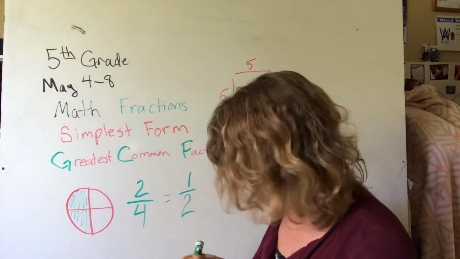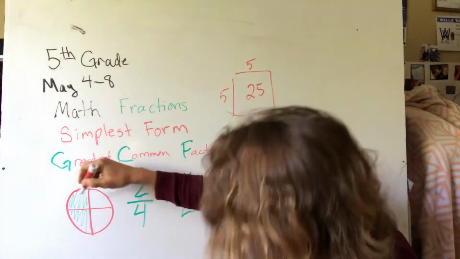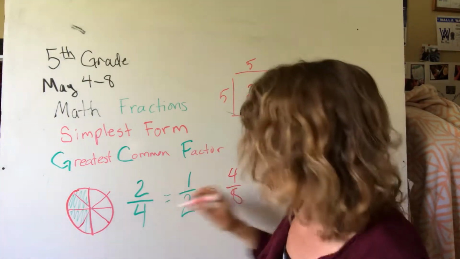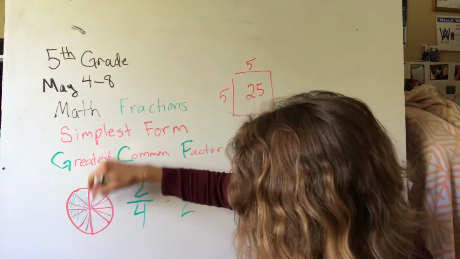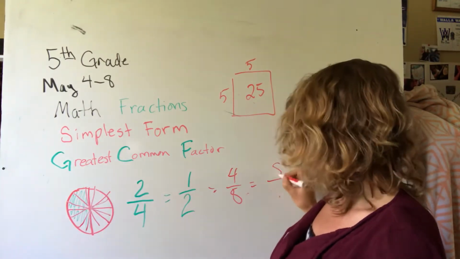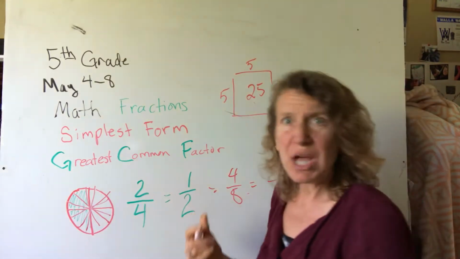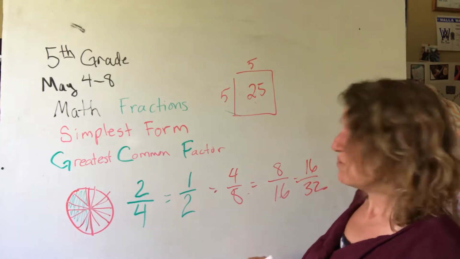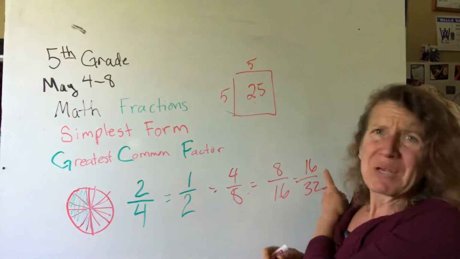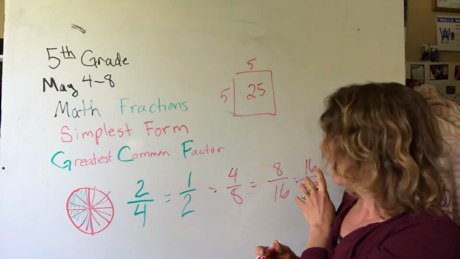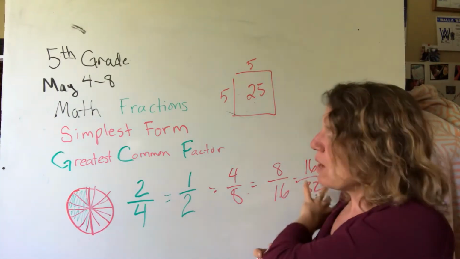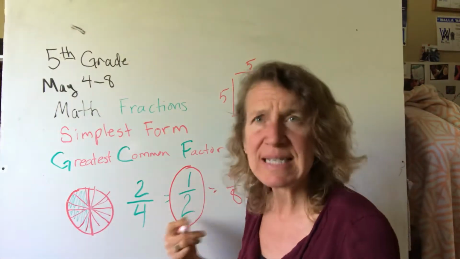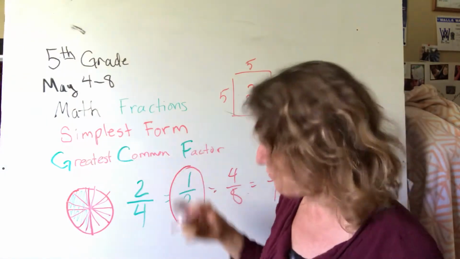Because we could chop this up, not just in fourths, I could chop it up into eighths, and we could say it's 4/8. I could chop it up into 16ths, and we could say I have 8/16. I could chop it up into 32nds, and we'd have 16 32nds, right? These numbers can get bigger and bigger and crazier and more difficult to work with. That's why we always want to bring it back down to the simplest form. 1/2 is easy to deal with. That's why it's called simplest form.